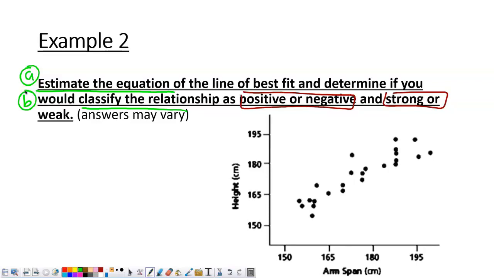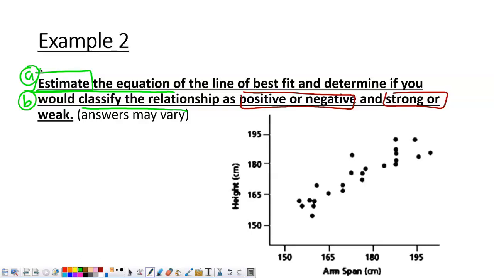Now, notice there's a key word there. It's estimate. Even though there actually is an answer to this question that's exact, we're going to estimate. To get the exact answer, either A, you have to do a lot of math, which we're not going to do, and it's not necessary, or we could just use a graphing calculator, which we can't do. So we're just going to estimate and get close.